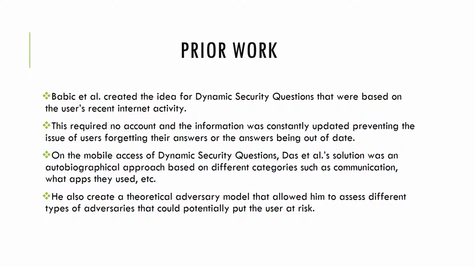Das et al.'s solution was an autobiographical approach based on different categories such as communication or what apps they had recently used. He also created a theoretical adversary model that allowed him to assess different types of adversaries that could potentially put the user at risk. For example, close adversaries such as spouses, or distant adversaries such as acquaintances, for example, classmates.